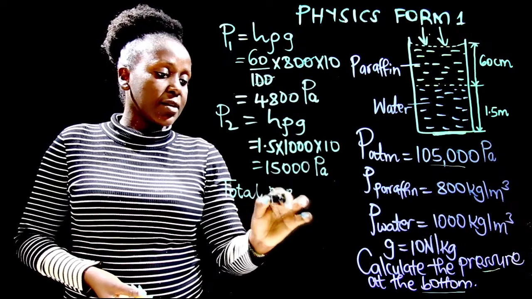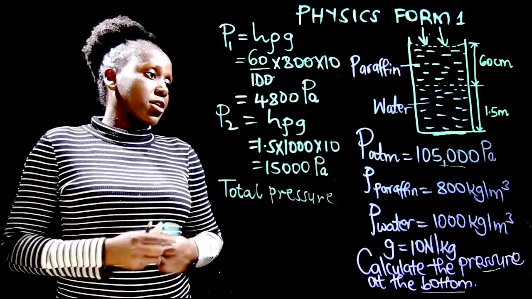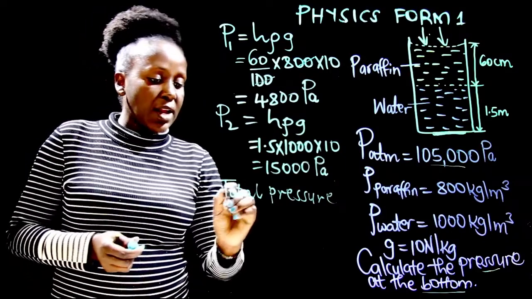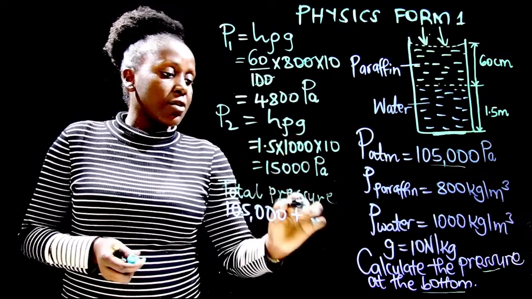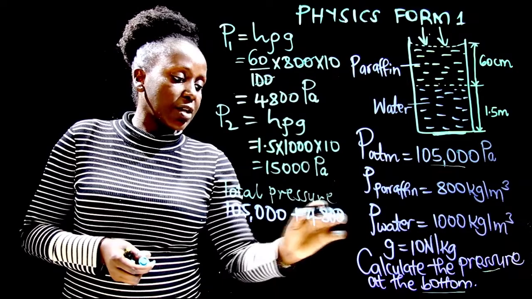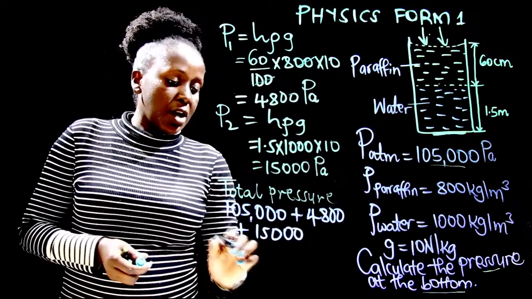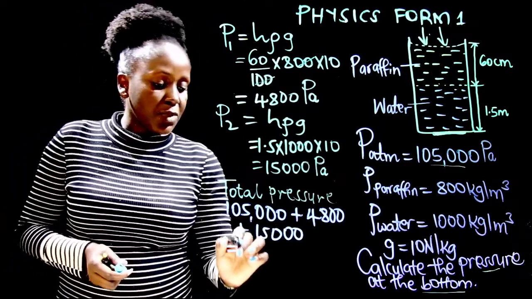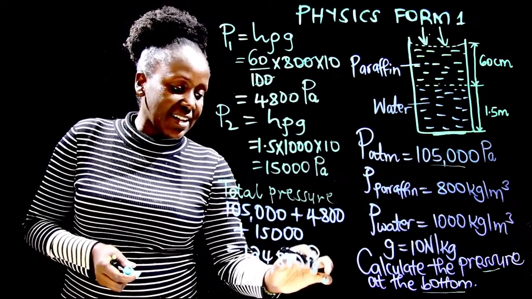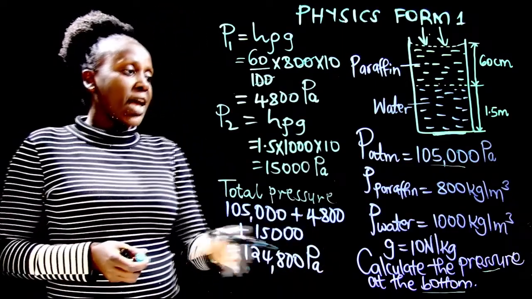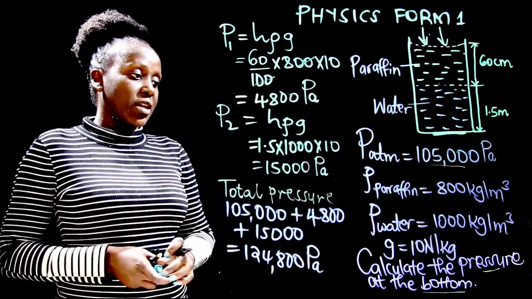So the total pressure will be equal to the sum of the three. So now we have 105,000 plus 4,800 plus 15,000. Now adding this, we will get 124,800 pascals. So this is the total amount of pressure that is acting at the bottom of the container.